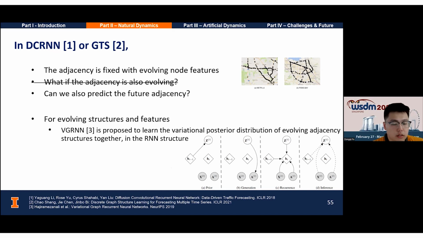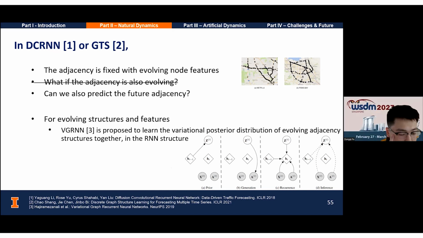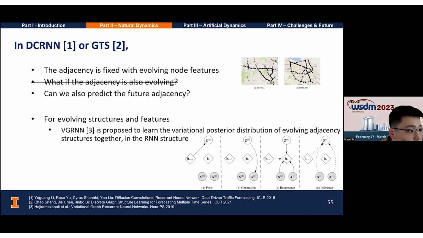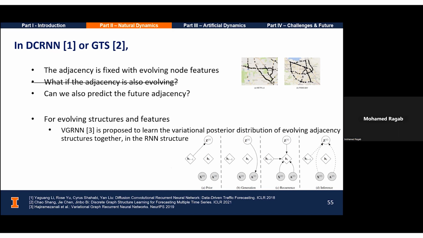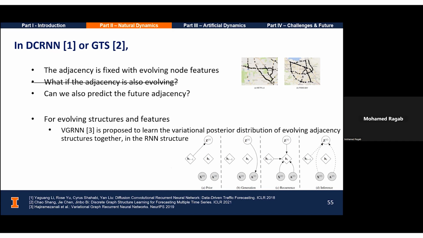I didn't fully understand your question. Maybe you can say it again. Yeah, I mean, you see reference three, the variational graph recurrent network. This is supposedly the best approach for addressing the problem of evolving adjacency matrix, right? Yes. Reference two is actually using the fixed adjacency matrix, right? Yeah. Although reference two is much newer than reference three.